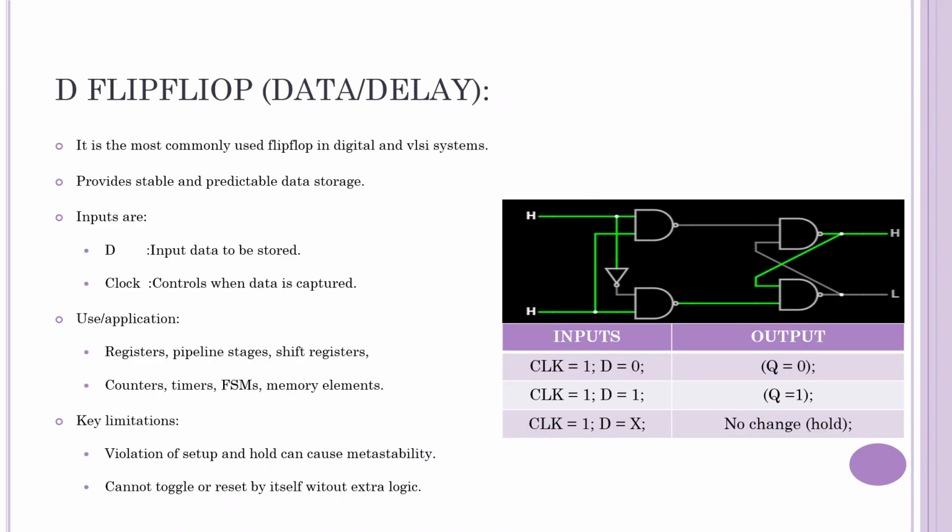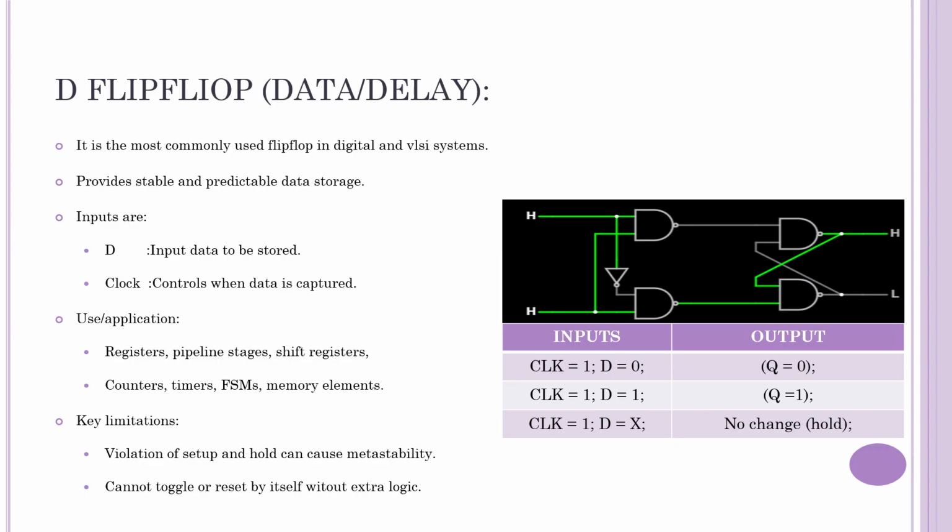Now, let's talk about the most important flip-flop in digital design, the D flip-flop. D stands for data or delay. And trust me, this is the most commonly used flip-flop in digital and VLSI systems. It stores just one bit of data but updates the output only on the active clock edge. That means it gives stable and predictable data storage. No confusion, no invalid state.